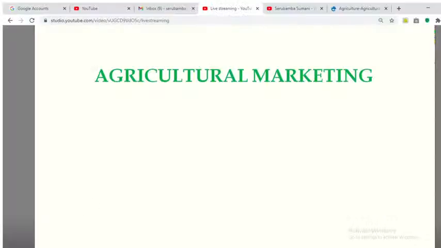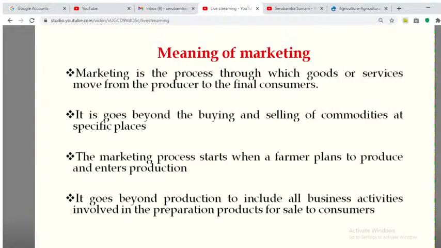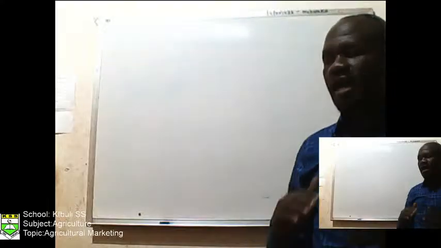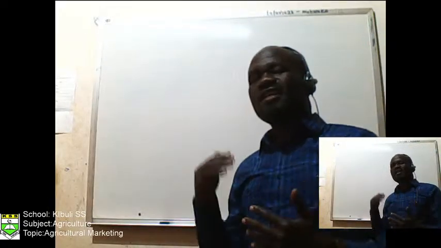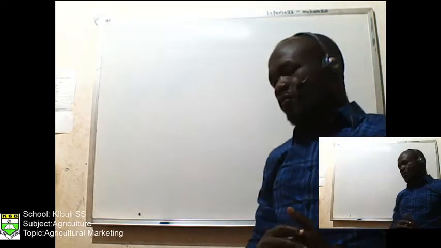Now, when you look at marketing as a concept, we always have a misunderstanding. Many people think that marketing is just the selling and buying of products. Marketing goes beyond that. It's not just selling and buying of products, but far many things are involved. In fact, buying and selling is the last aspect of marketing.